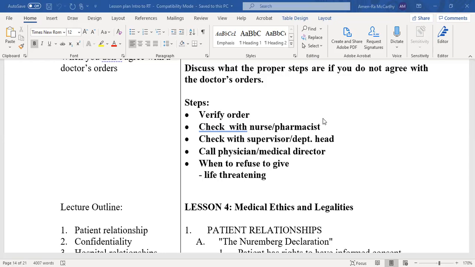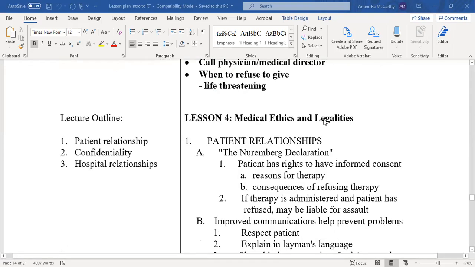All right, okay, Talisha. So that's some of the steps you do when you don't agree with a doctor order, because it's okay for you not to agree. You're not a walking, do what I tell you, right? You are a professional, a medical professional, and you have judgment, okay? And that leads us to some of the ethics and legalities that you'll deal with in the hospital.